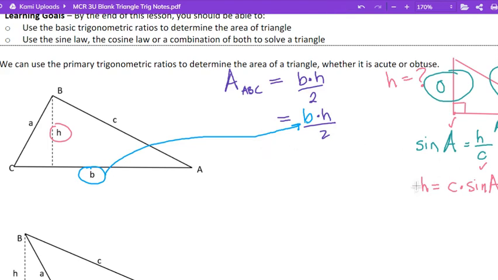And so now we can take this expression and plug it into this equation where we know that the base has been given, and the height has not been given, but we can write it as C sine A, and all of that divided by 2. So the area of ABC can be found using two sides and an angle.